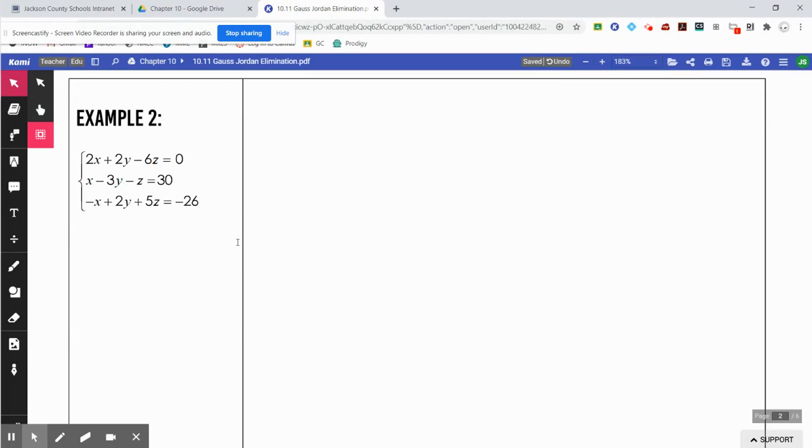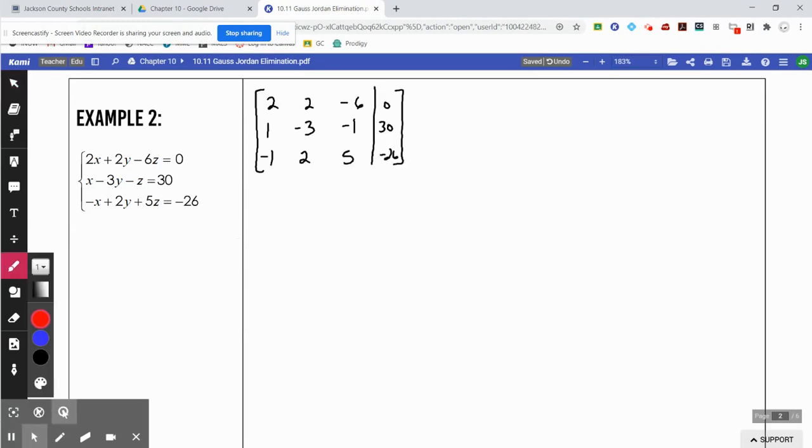Okay, example number 2. First step, let's go ahead and write our augmented matrix. And we now need to somehow get us a 1 here. And I notice in my second row, I've already got a 1 there. So let's go ahead and just interchange row 1 and row 2. So row 1, we're going to swap with row 2. So here's our new matrix.